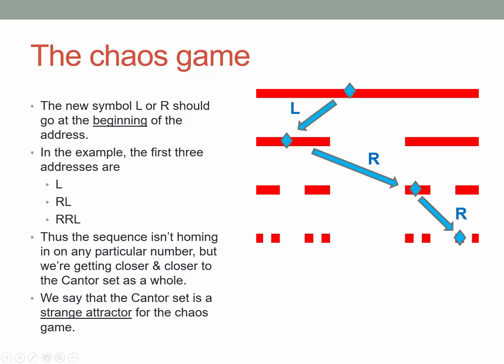So what this sequence of numbers is doing is it's not homing in or coming towards any particular number in the Cantor set. It's just getting closer and closer to the Cantor set as a whole. And so here's what we say. We say that the Cantor set is a strange attractor for the chaos game. No matter how you play this game, you find yourself coming closer and closer and closer to the Cantor set every time you flip your coin.